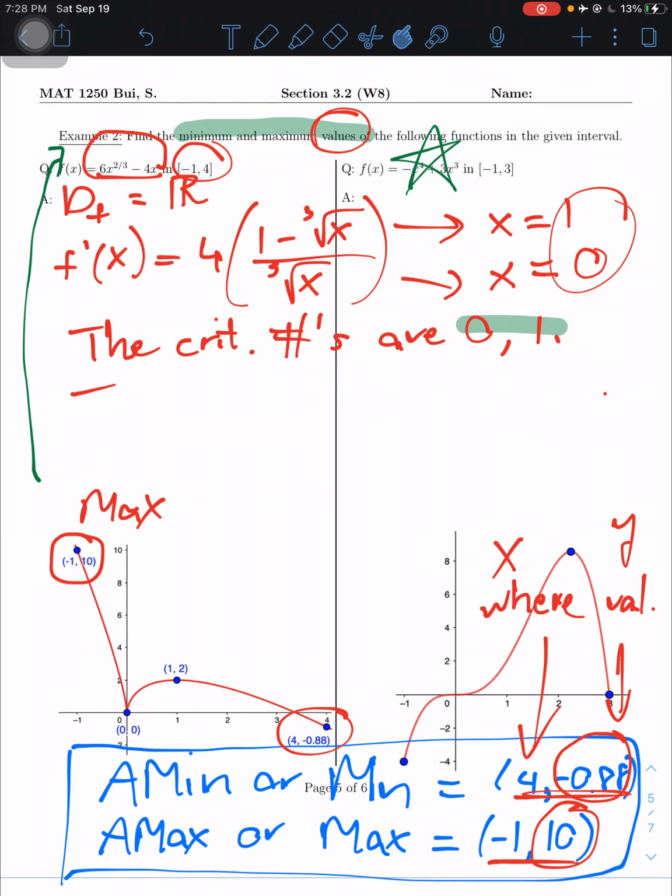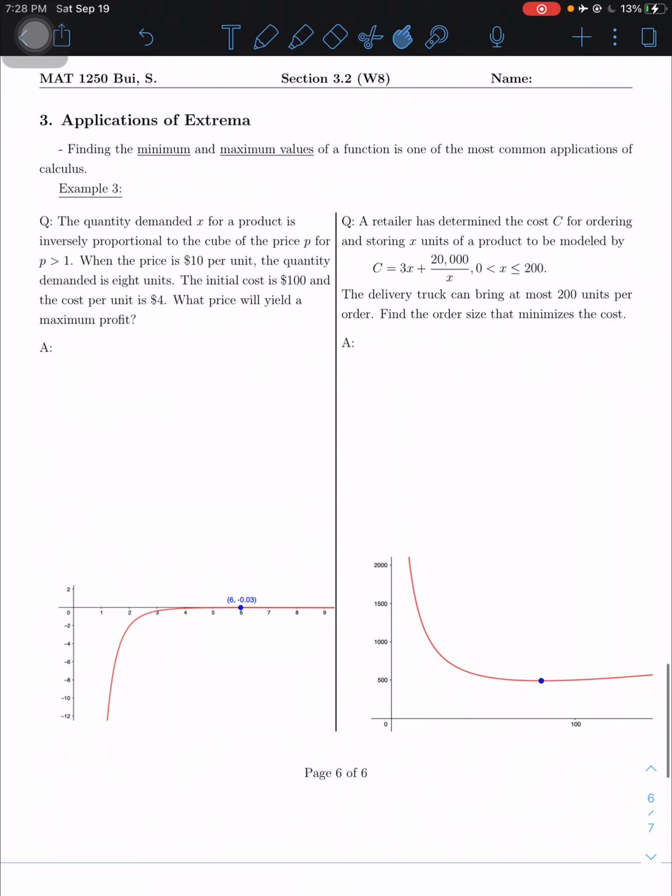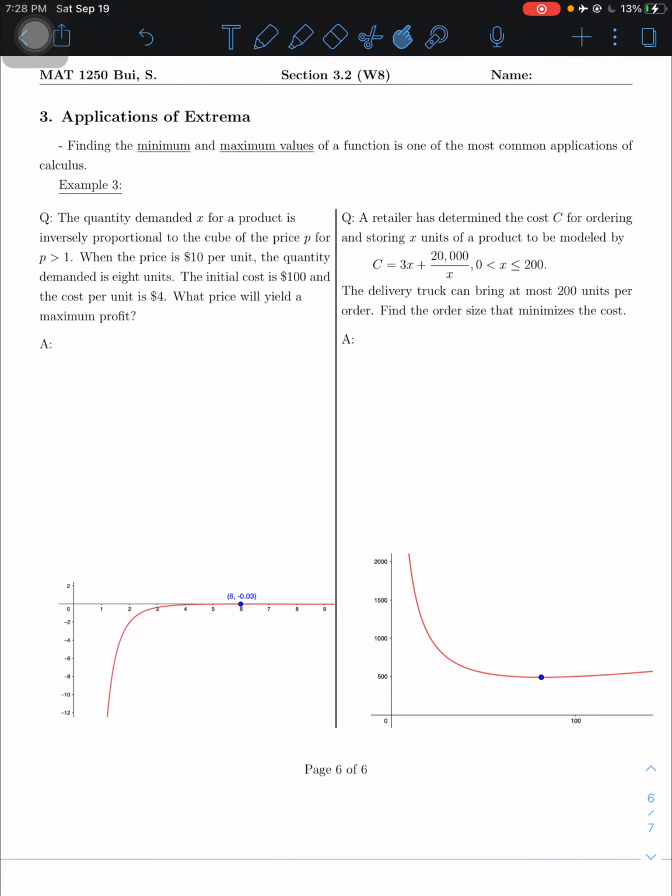Okay, so now let's talk about applications. Finding the minimum and maximum values of a function is one of the most common applications of calculus. Let me put a green star in here before I forget again. So this is what you have to do.